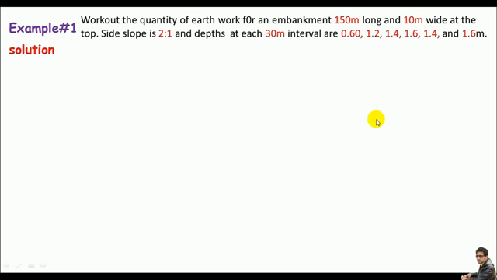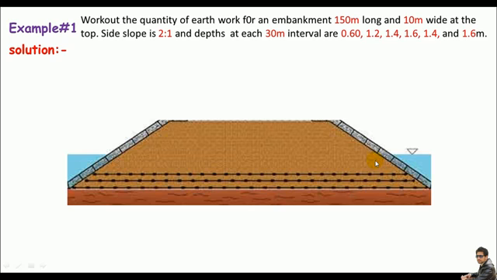I think the data is quite enough to calculate the earthwork, so I'll come straight over here into the solution. But before starting the calculation, let me show you the embankment picture like this one. The top is 10 meter wide and the side slopes are 2:1. Remember, my approach covers only the earthwork, the quantity of this trapezoidal shaped soil, right?